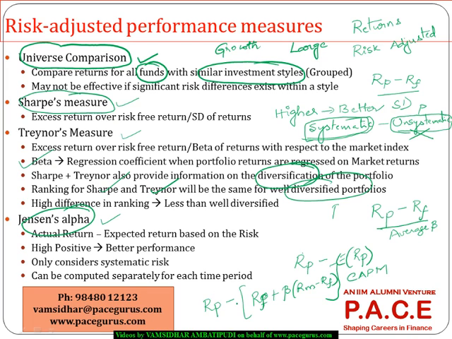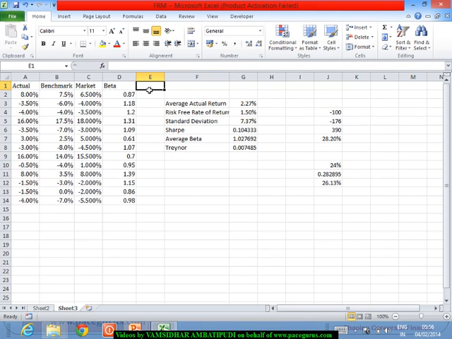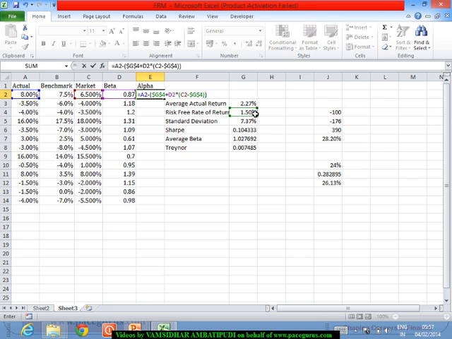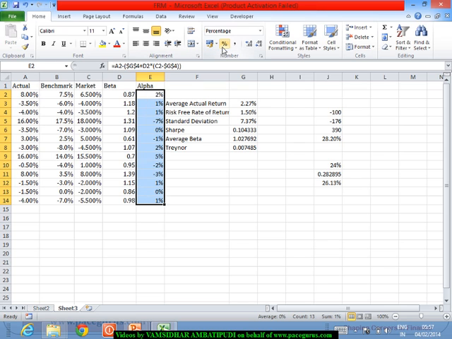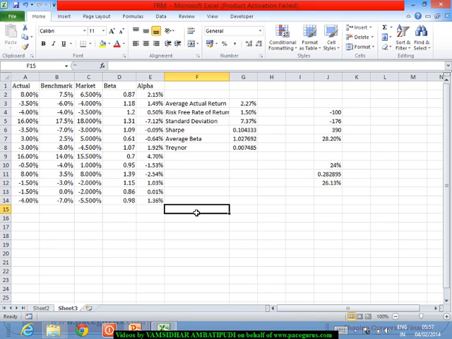So the actual return minus this is what we call alpha. If I want to look at this alpha, I take the actual return minus the risk-free rate of return plus beta times RM minus RF, where this is the market return minus the risk-free rate of return. So here the alpha is around 2.15% positive. We could see the alpha in some cases is very much positive, in some cases negative.